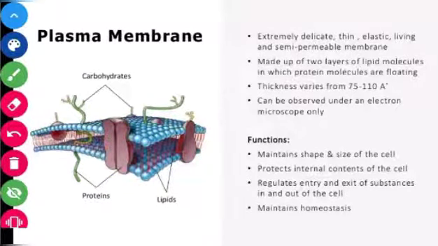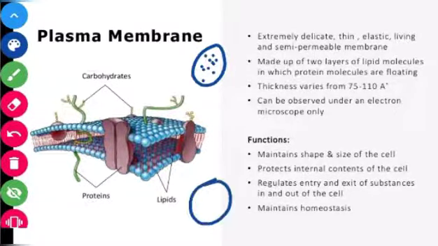The next point: the thickness of this plasma membrane is 70 to 110 angstrom, and it can be observed under the electron microscope only. Why? Because it is not observed under the compound microscope, as I showed you in some previous classes. But in the electron microscope we can observe the layer presenting in this way, and some of the lipids in a little more depth.